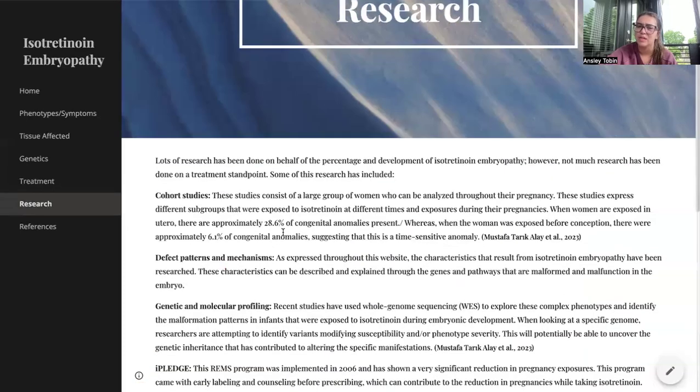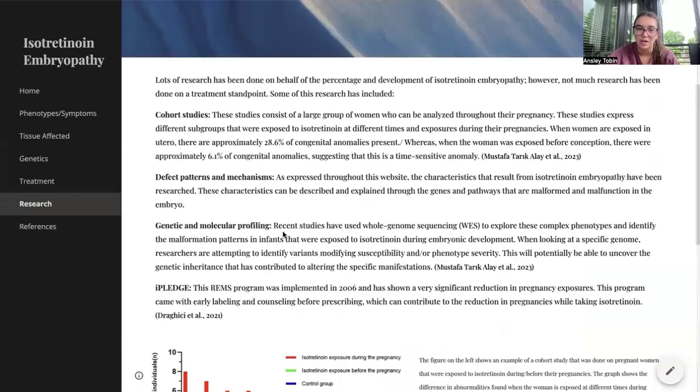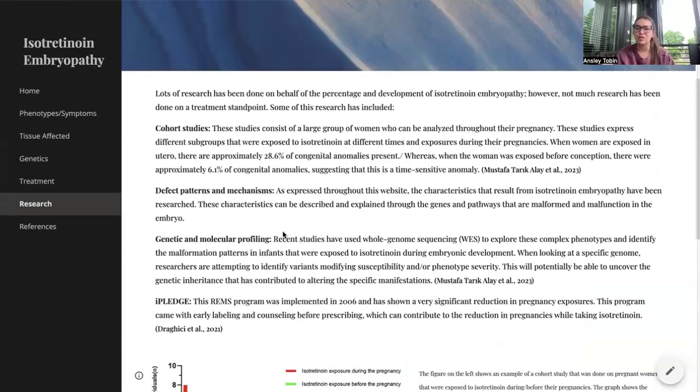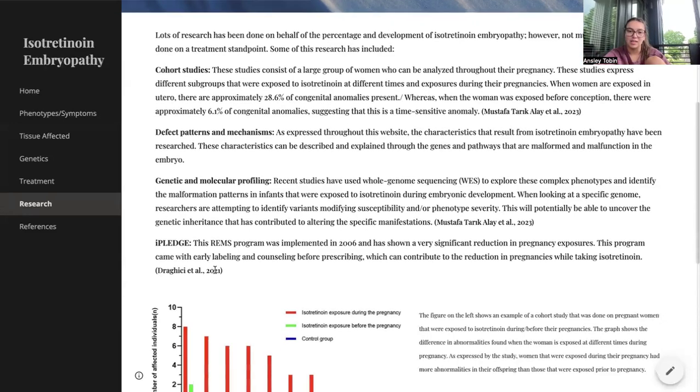Finally, there's a few research programs going on currently. I found the cohort study to be very interesting. The study is using multiple different subgroups of women and their exposure to the isotretinoin at different times. When the women were exposed in utero, with their embryo in utero, the abnormalities present were larger than those when they were exposed pre-pregnant or pre-conception. So, which makes sense, but I found the studies to be very interesting.